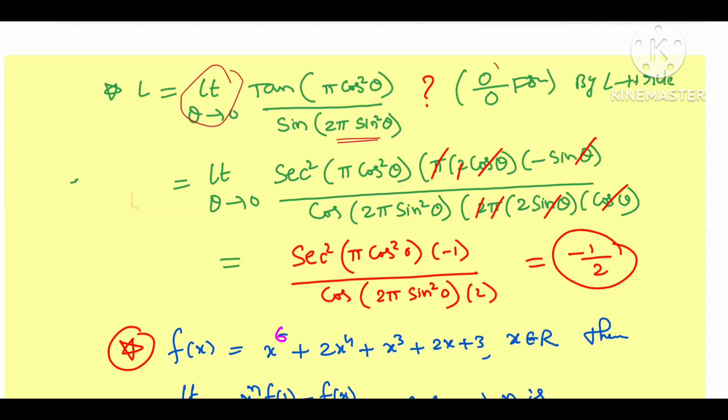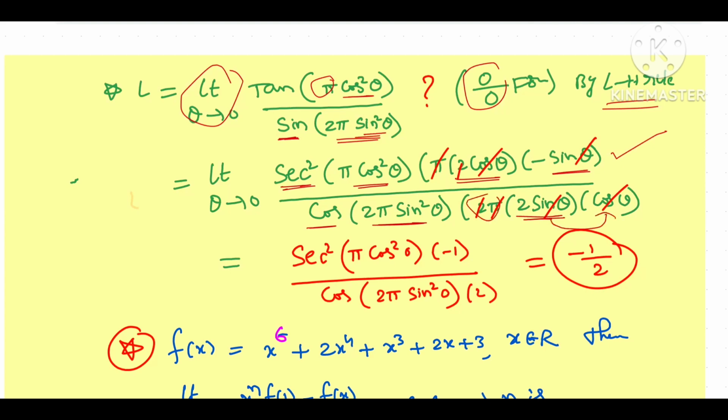So limit theta tends to 0, the differentiation of tan is secant square of pi cos square theta into... according to the chain rule, pi is constant. The differentiation of cos square theta is 2 cos theta, and the differentiation of cos theta we get minus sin theta. So the numerator is done. The denominator, the differentiation of sin of 2 pi sin square theta, is the same: by the chain rule, 2 pi constant, the differentiation of sin square theta we get 2 sin theta, and the differentiation of sin is cos.